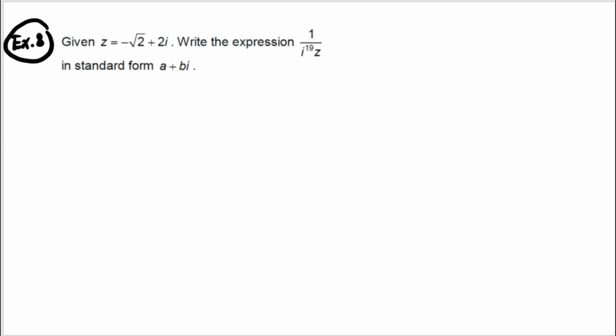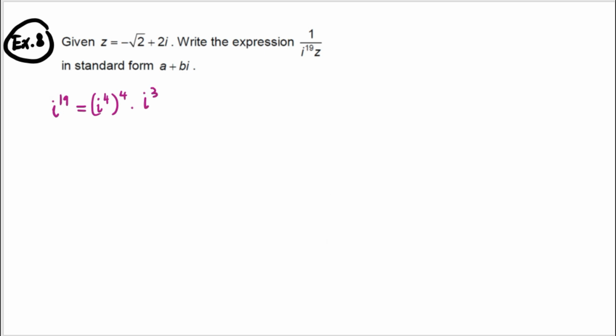Now, last example. Suppose we have this Z, which is a complex number. Now we have to write this expression, I to the power of 19. So we want to simplify I to the power of 19. I to the power of 19 can be written as I to the power of 4, four times, because that gives I to the power of 16, so we are left with I to the power of 3.